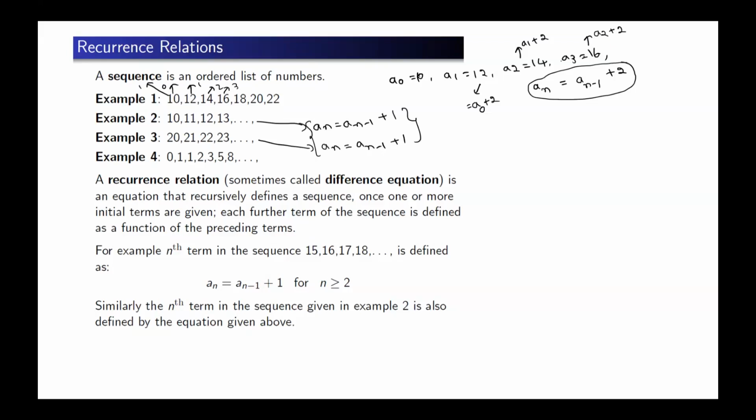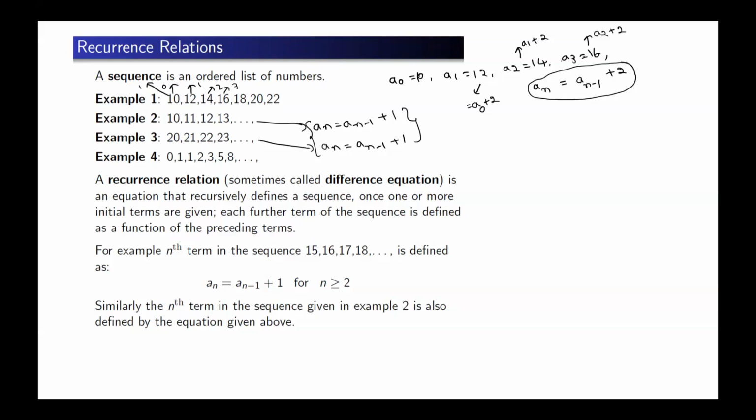No, they are not the same. Here it is starting from 10, 11, 12, 13 like this. Here it is 20, 21, 22, 23 like this. Both are different sequences, no? Only the initial values are different, right? So then how to uniquely define that sequence? For example, I want the sequence given in example 2 only.